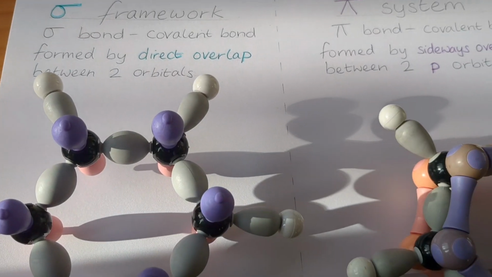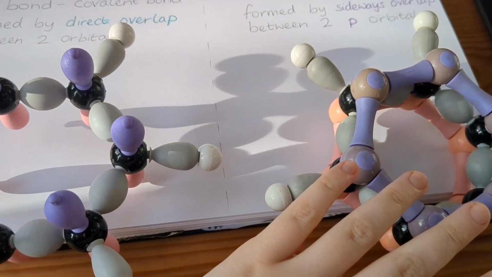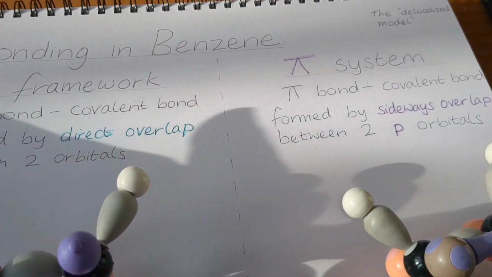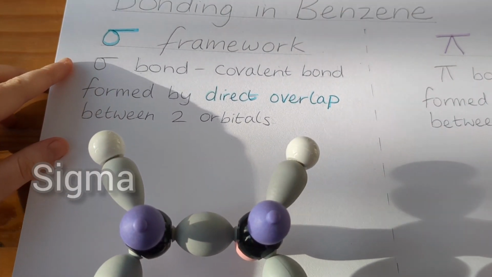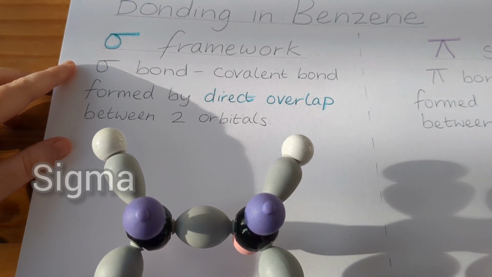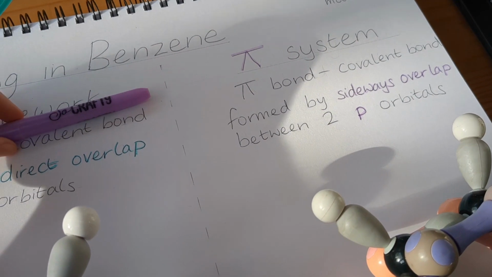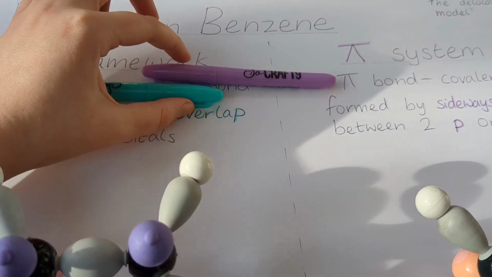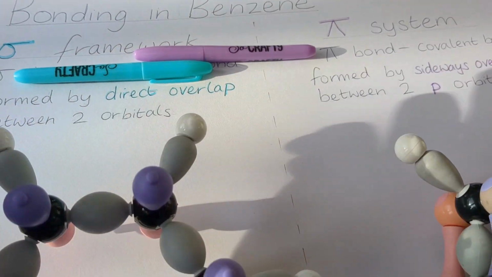compound. Before we dive in to explaining the bonding in these structures, let's start with a definition of a sigma and a pi bond. So firstly, a sigma bond is a type of covalent bond that's formed by direct overlap between two orbitals. So if these pens were orbitals, then this would be the direct overlap here, and this would be the sigma bond formed.